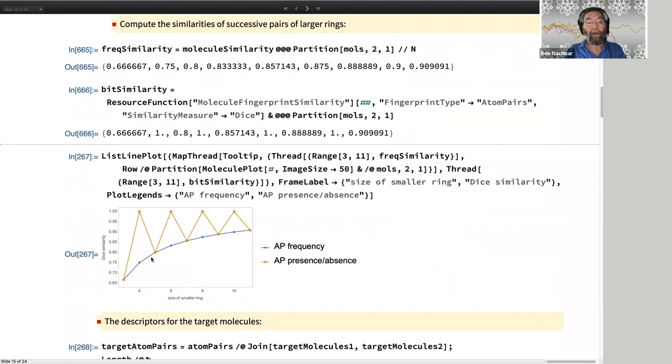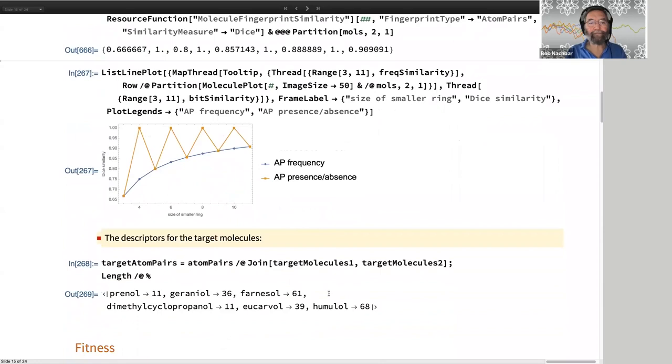When I look at a 5-membered ring and a 6-membered ring, then the longest distance in the 5-membered ring is still only 2 bonds. But with a 6-membered ring, it's 3. And therefore they are calculated to have a different similarity from each other. So they're not identical. So we're going to use the atom pairs with frequencies.